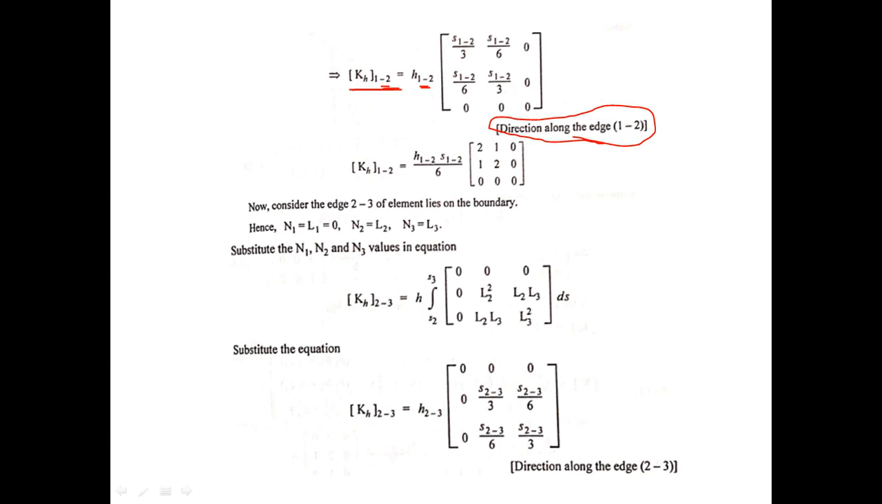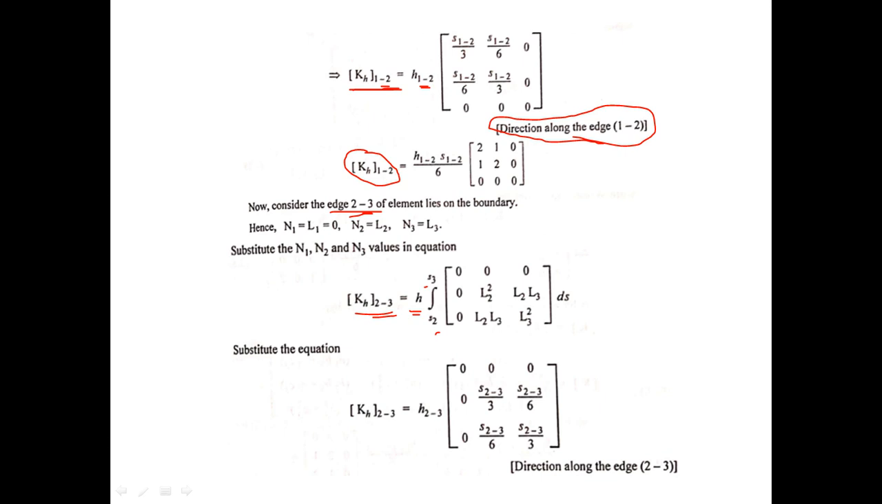It is going to be changed as KH12. Instead of 1 2 we are applying the edge 2 3. So KH23 is equal to H into the integral from S2 to S3. So again we are solving those equations, and we will get the equation as Hs by 6. So H23 S23 divided by 6 into the matrix 0 0 0, 0 2 1, 0 1 2. Right.